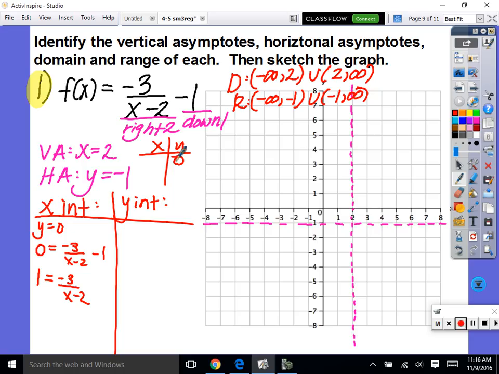So then we get a common denominator. Multiply by x minus 2 over x minus 2. Now we can ignore the bottoms. Distribute 1 through. So we have x minus 2 equals negative 3. Won't we then add 2? So x equals negative 1. So we have a point negative 1, 0.